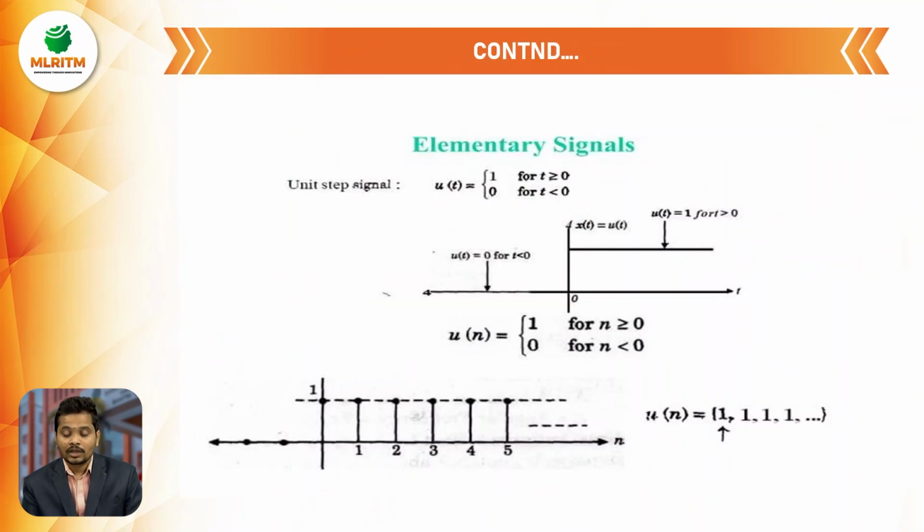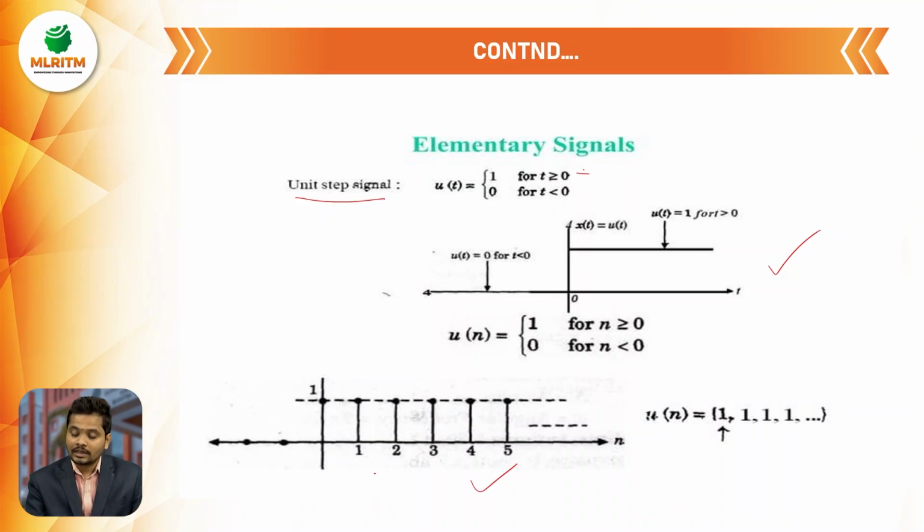Coming to the continuation of continuous and discrete time signals, I have given here examples of continuous time signals and discrete time signals for a unit step signal. All of you know a unit step signal is a signal which is available at t greater than or equal to 0, and for t less than 0 it is 0.